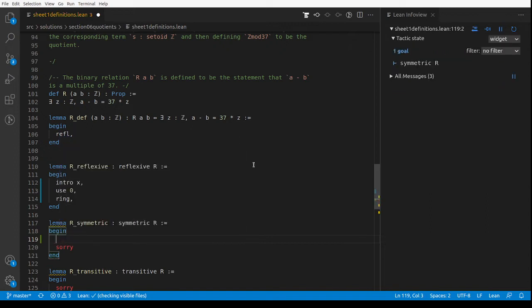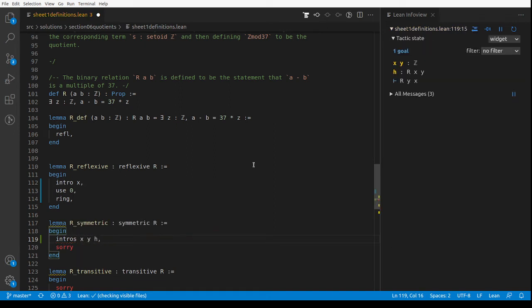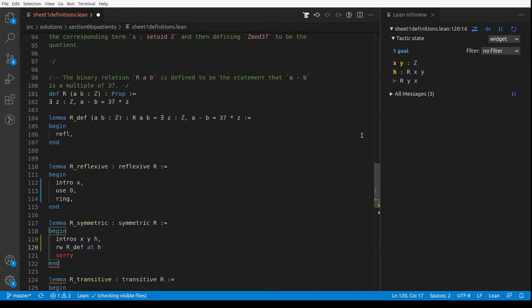What does symmetry say? It says if x is related to y, then y is related to x. So it's going to be intros x and y, and then a hypothesis h that says x is related to y. Now, of course, we can rewrite R def at h and at the goal, and there's the exists. So now we've got a hypothesis that there exists an integer with some property, and we're trying to prove that there exists an integer with some property.